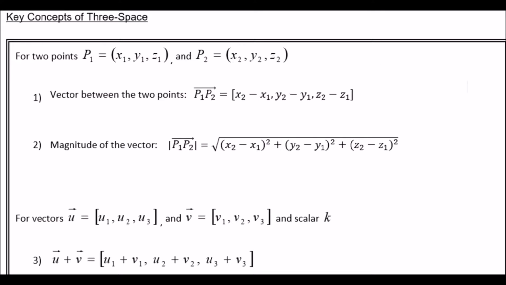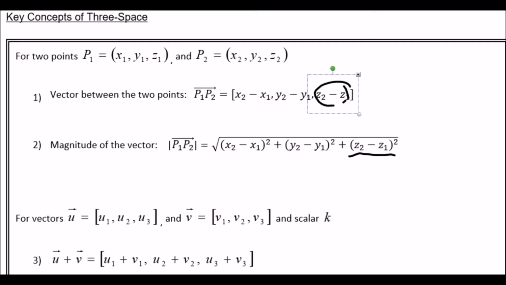Key concepts in 3-space. If I give you points P1 and P2, I know vector P1P2, just like we did before: x2 minus x1, y2 minus y1, and now we've got this new z2 minus z1. Magnitude of vector P1P2, again just like before: x2 minus x1 squared plus y2 minus y1 squared plus z2 minus z1 squared, so that is the new part of the magnitude of the vector.